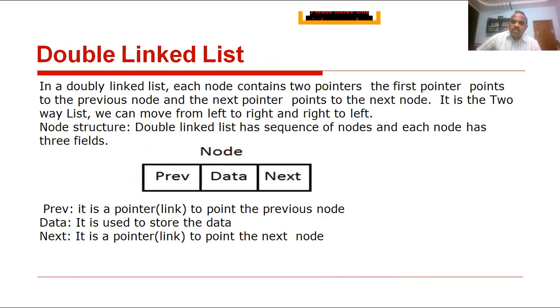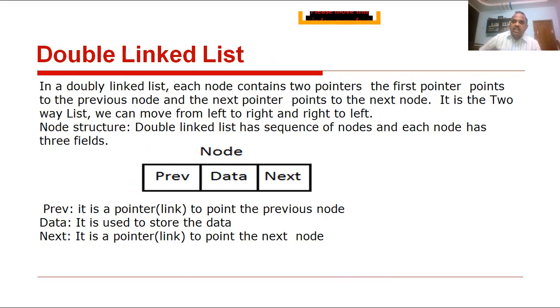So, 2 marks question. Differences between single linked list and double linked list. Single linked list is a one-way linked list. Remember, all of you, it is a one-way linked list. Whereas double linked list is a two-way linked list. Forward traversal and backward traversal are available in the double linked list. That is an advantage.